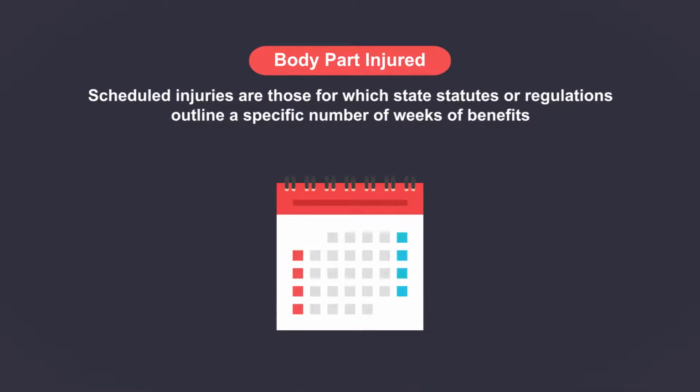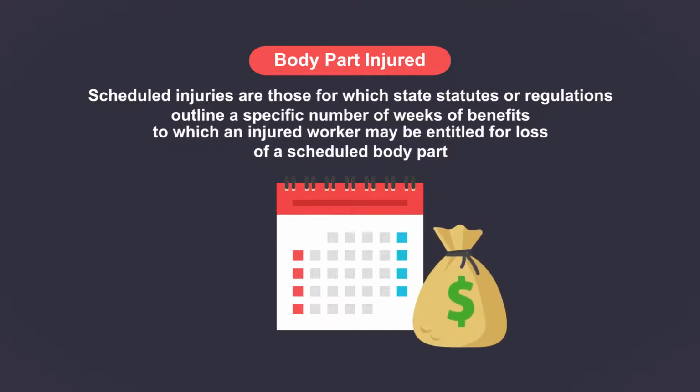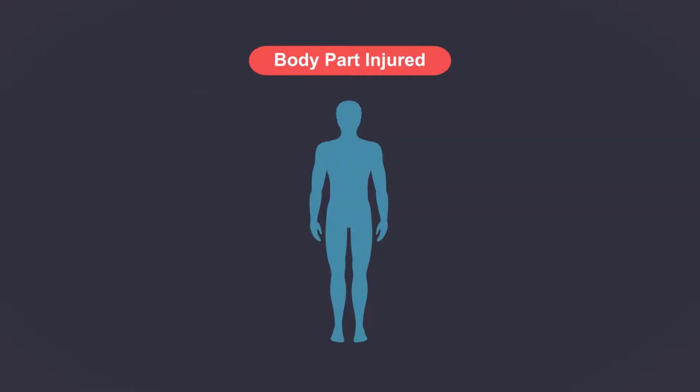Scheduled injuries are those for which state statutes or regulations outline a specific number of weeks of benefits to which an injured worker may be entitled for loss of or loss of use of a scheduled body part. Typically, scheduled injuries are limited to extremities such as legs, feet, toes, arms, hands, fingers, eyes, and ears.